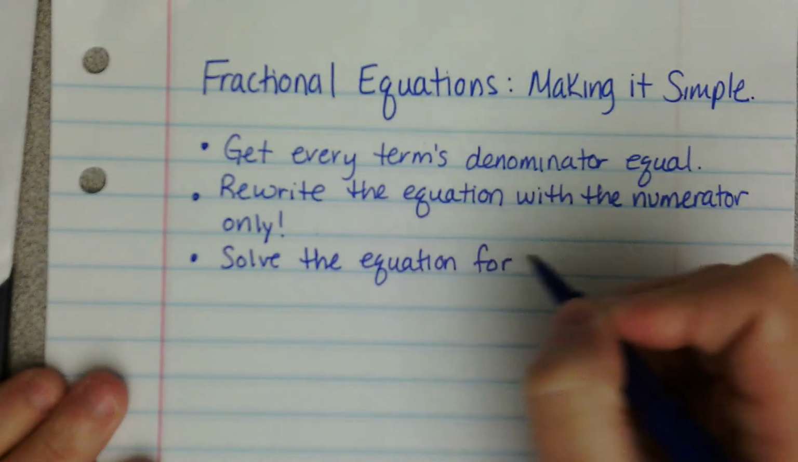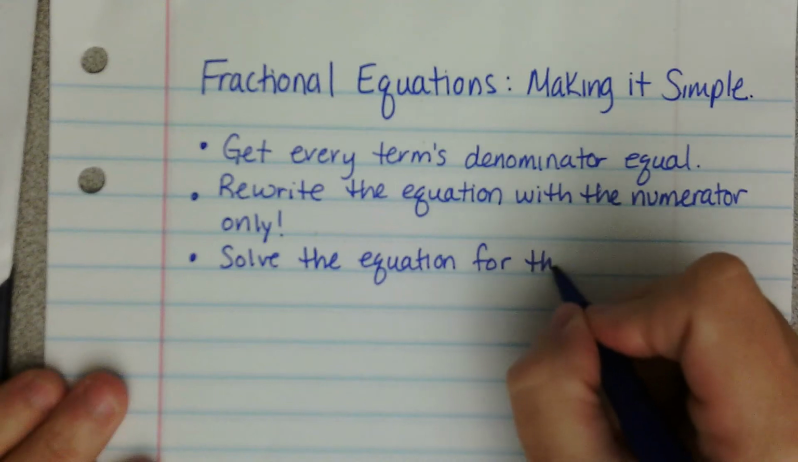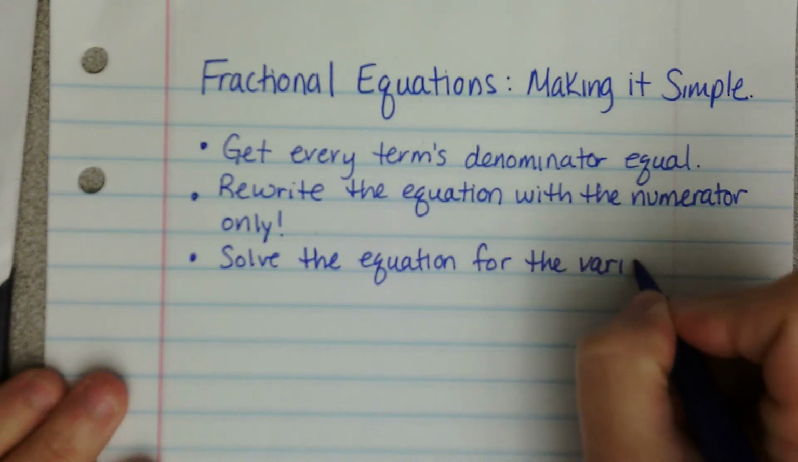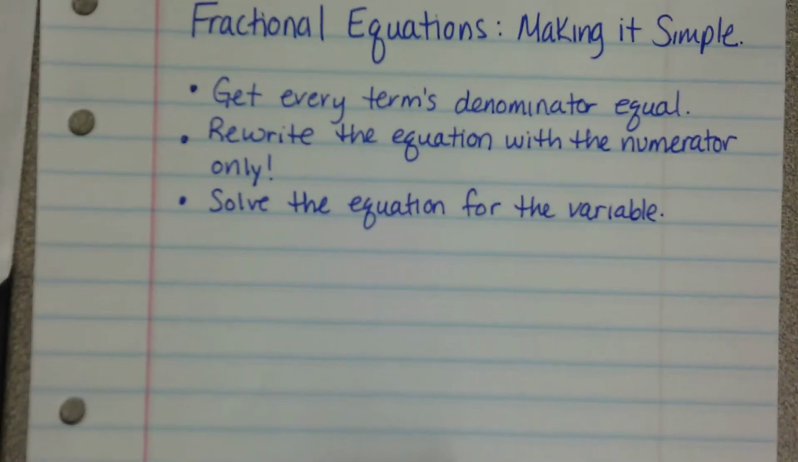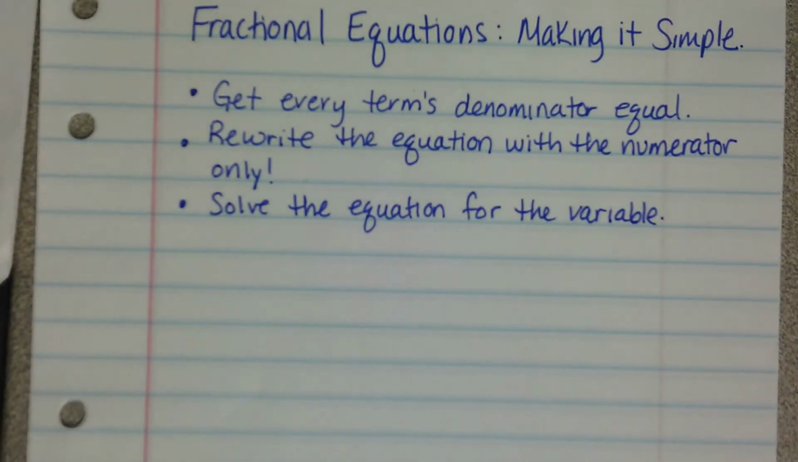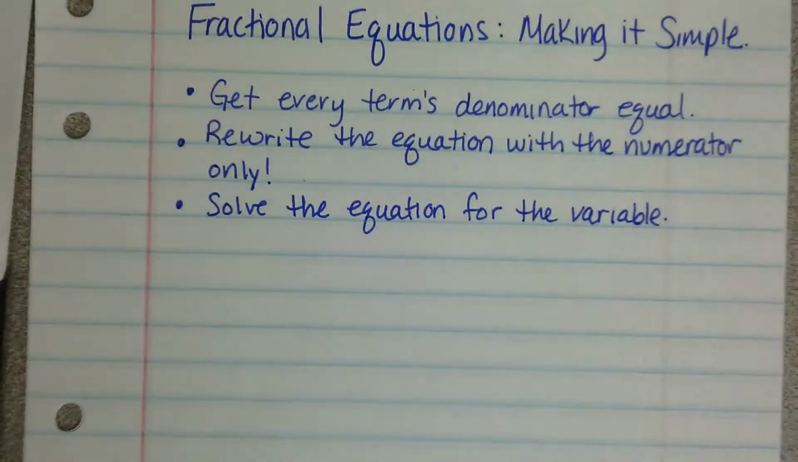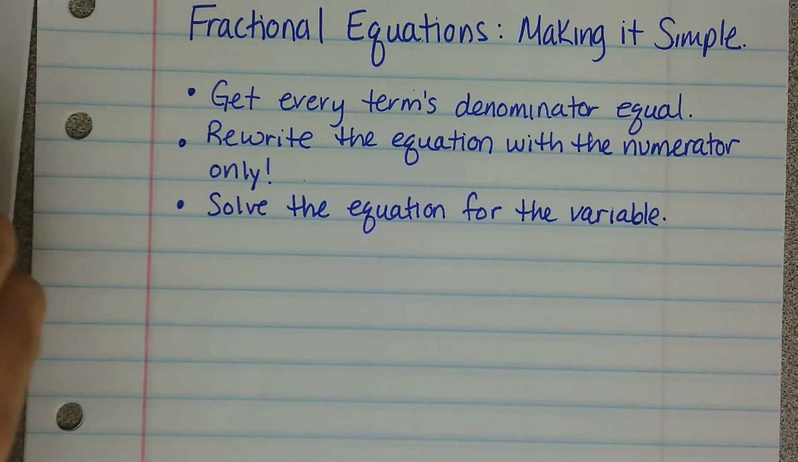You're probably thinking easier said than done. Let me show you how easy this is. We're making this as simple as possible. So when we're dealing with fractional equations, no matter what, you're going to get every term's denominator equal. So if it doesn't have a denominator, you've got to give it a 1. Then you're going to rewrite the equation with the numerator only and solve the equation for the variable. Let's see how this goes.